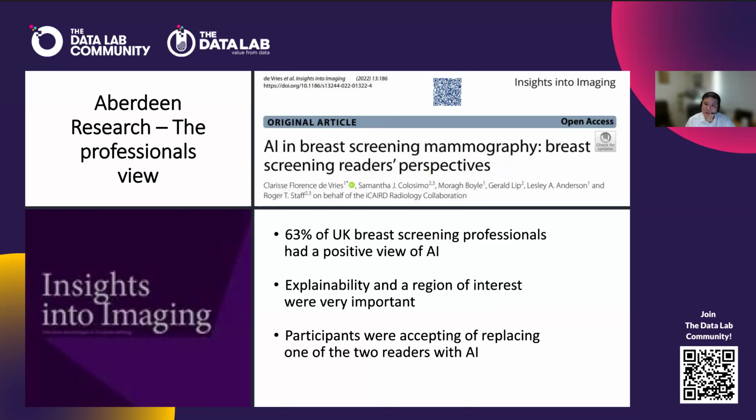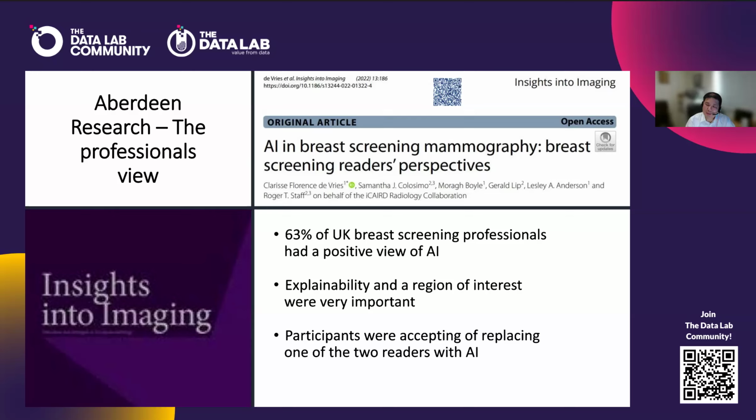I ask our professionals as well. So through the British Society, we send surveys out to breast screening professionals, because you have that worry: will I lose my job to an AI? Will I be replaced in this way? But actually, because of the stress of work, the level of burnout in the profession, most people had a positive view of saying AI could come and help us. It could help augment us and make us better as staff and radiologists in our work.